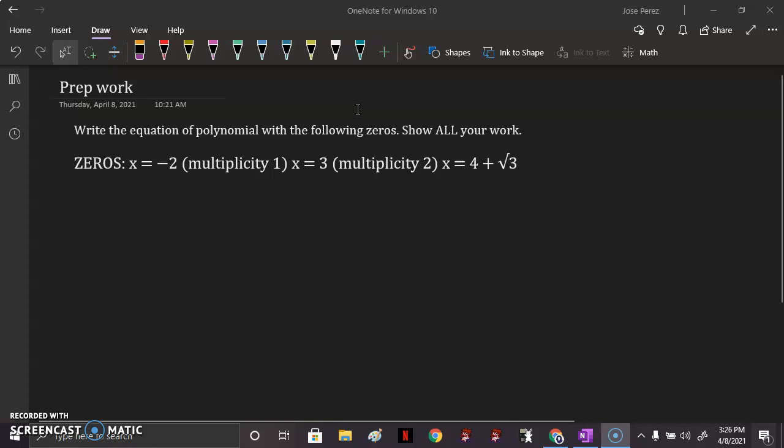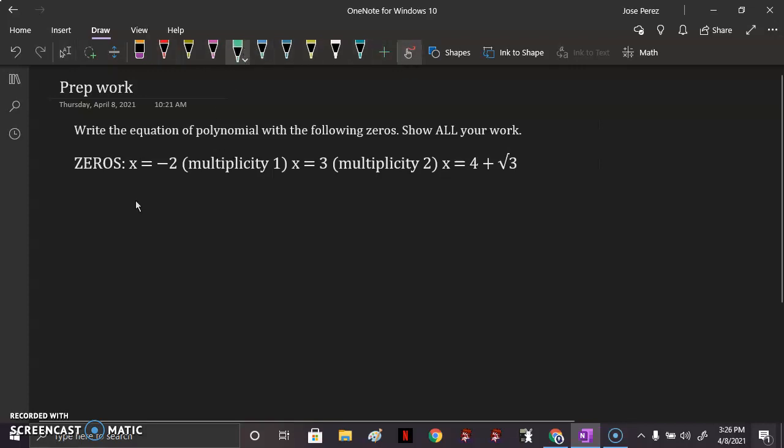So hello everybody, let us get started with our explanation of multiplicity and polynomials. Let's give an example. Our zeros: we have -2 with a multiplicity of 1, x = 3 with a multiplicity of 2, and x equals 4 plus the square root of 3. So what can we do then? We have to set them equal to 0.